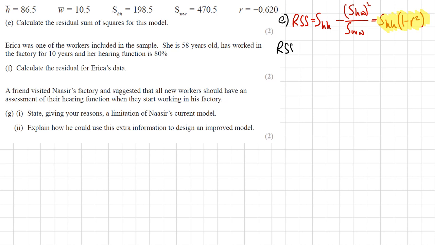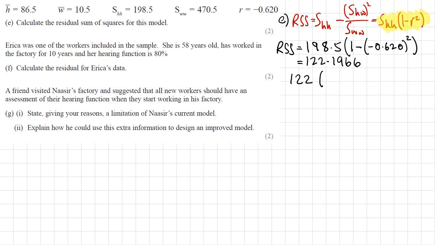So our residual sum of squares is going to be equal to SHH, which is 198.5, times by 1 minus r squared, so that's negative 0.620 squared. Let's see what that gives us. And that is 122.1966. So I'll give that to three significant figures, 122. And the lower this value, the better really our regression model fits the data. So we get 122.